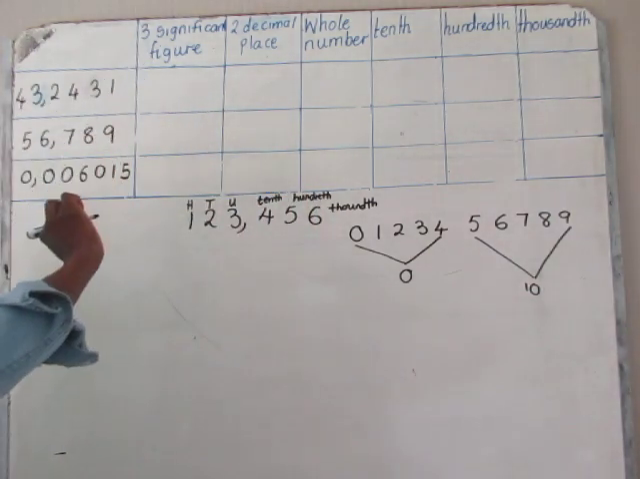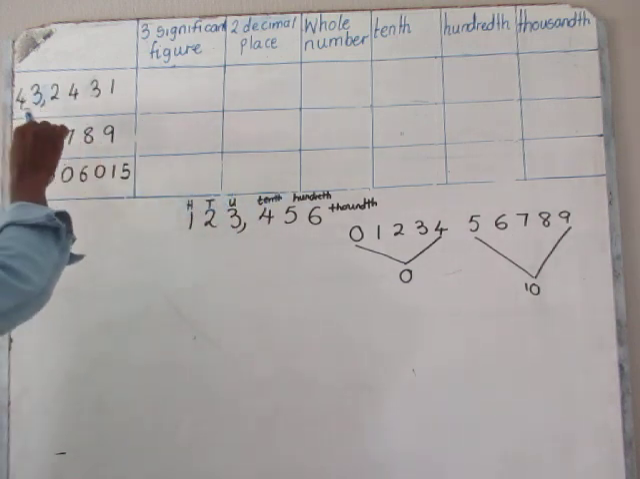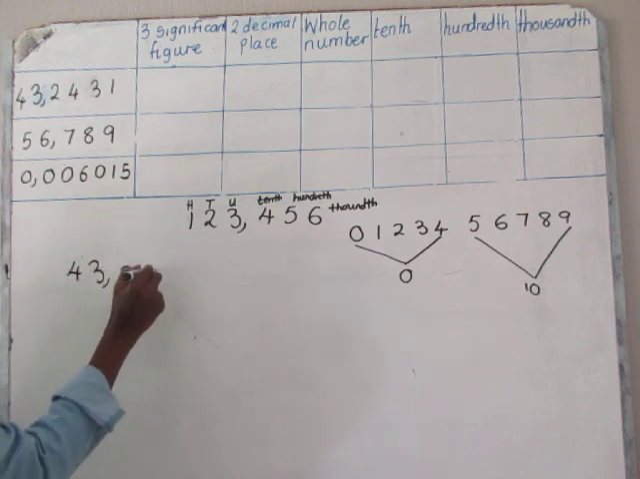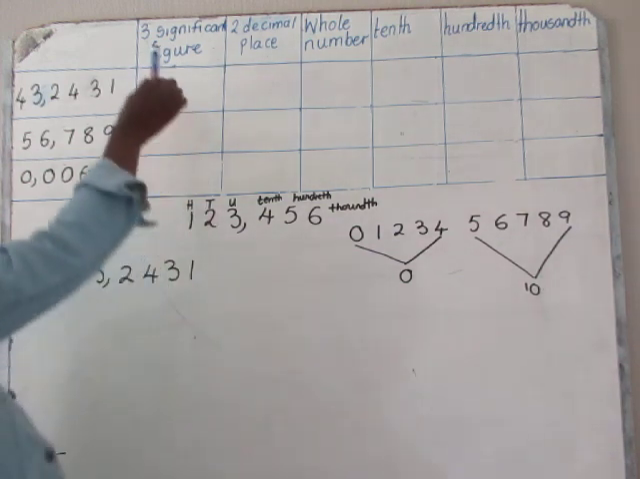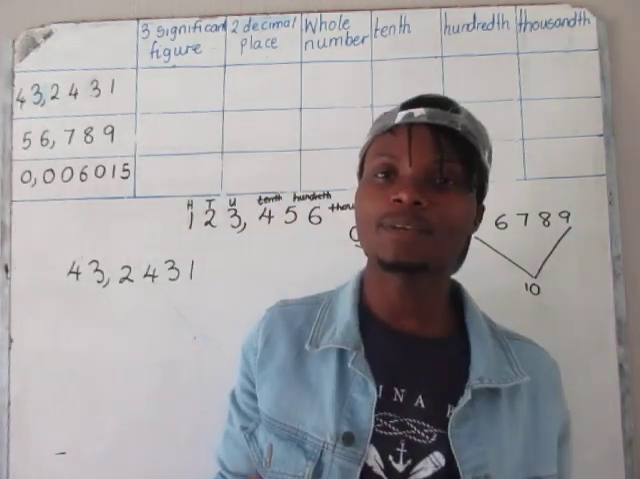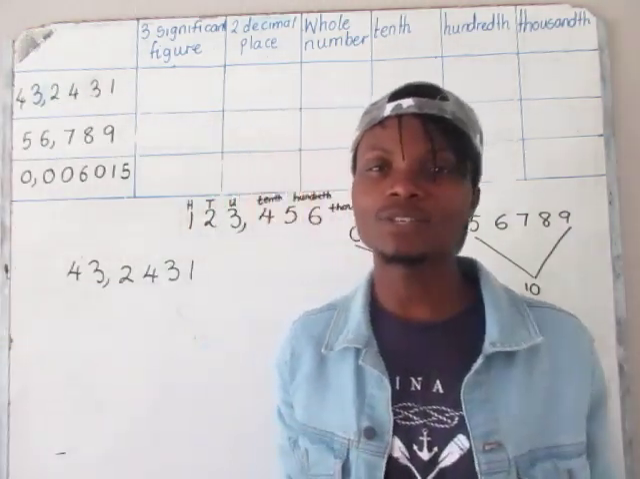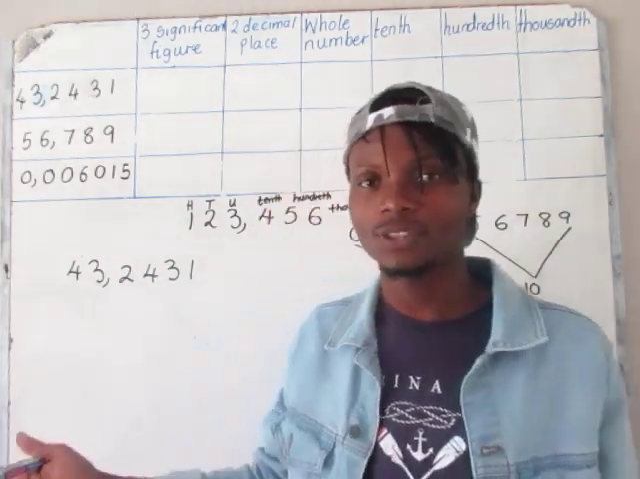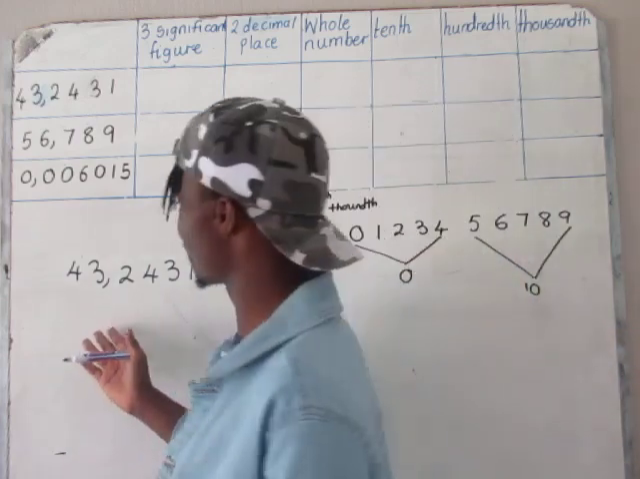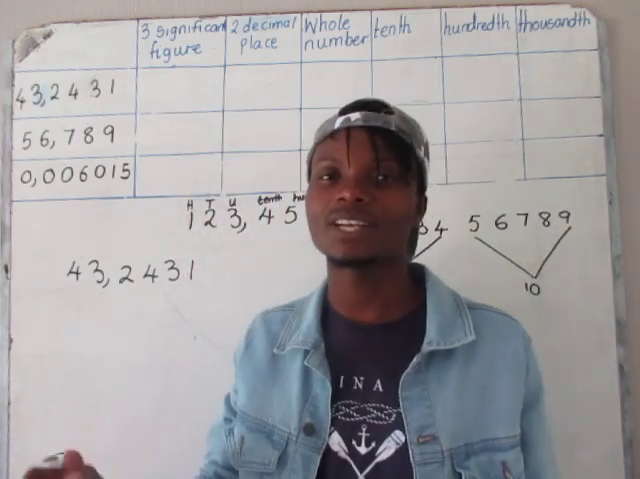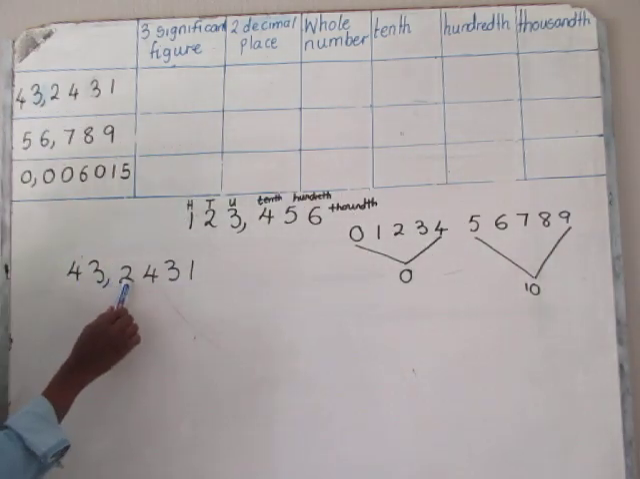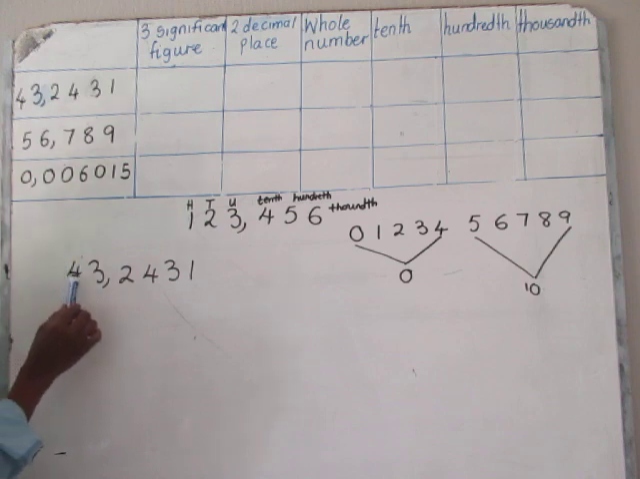So let us have our first example that says, can you round 43.2431 to three significant figures? What does it mean to round to three significant figures? It means we only need the first three non-zero digits. So that means we need 1, 2, 3. These are the only digits that we're interested in.